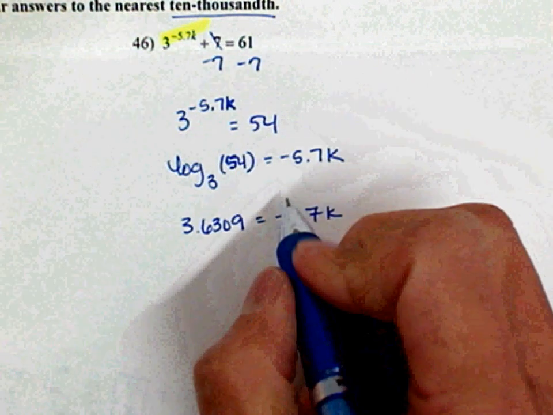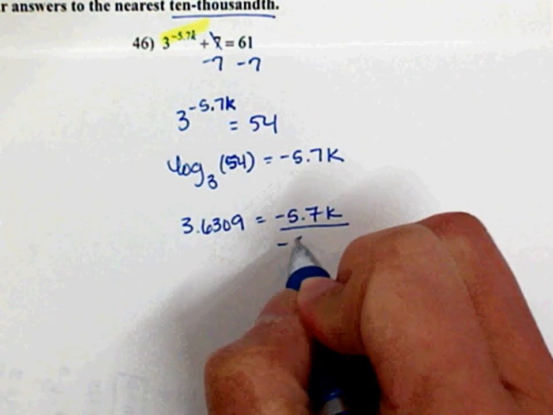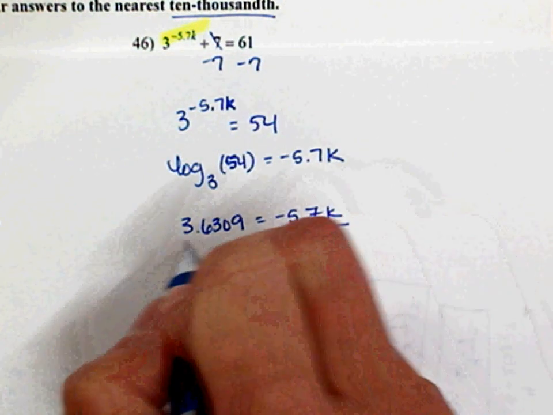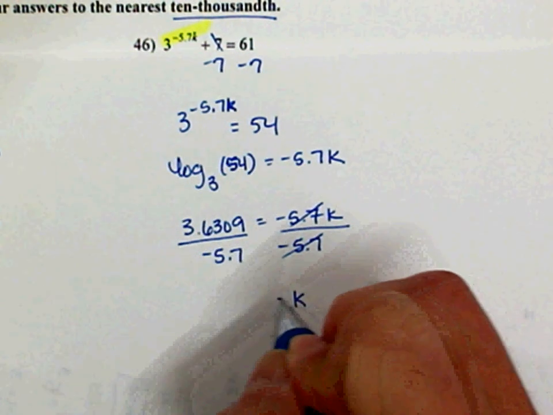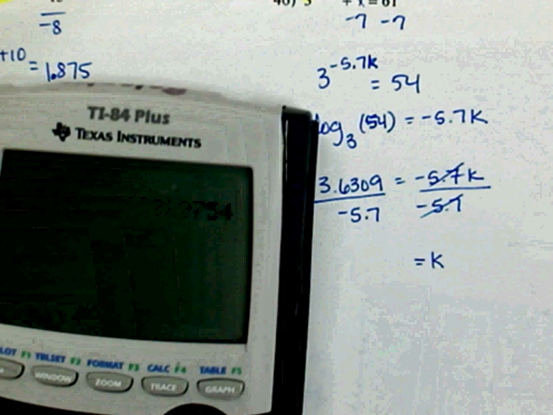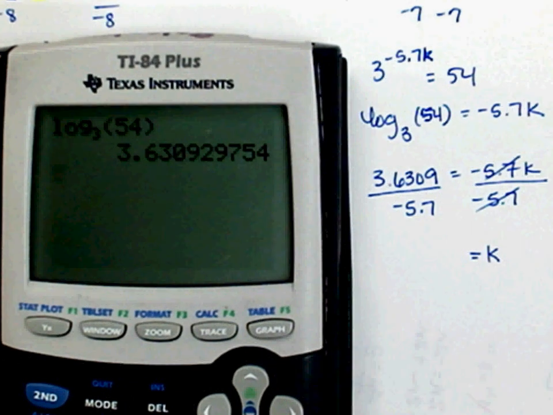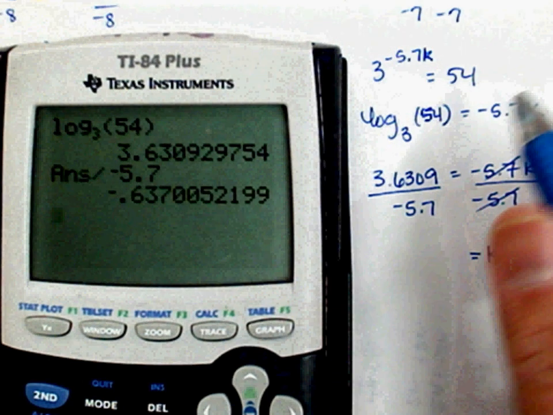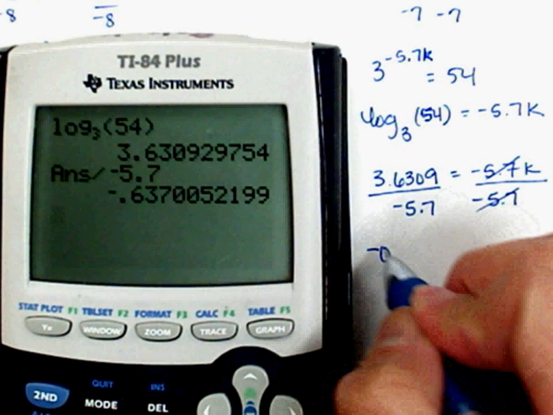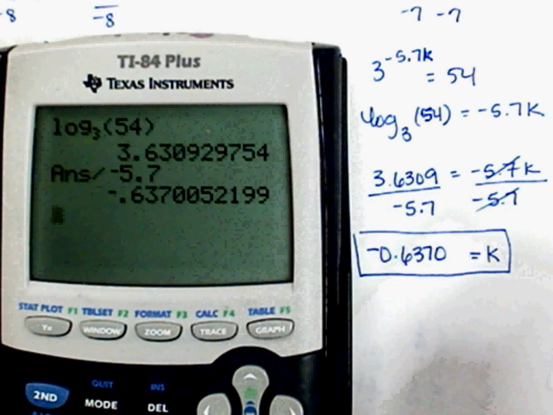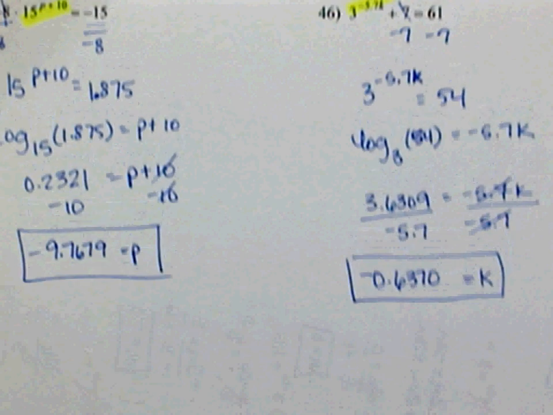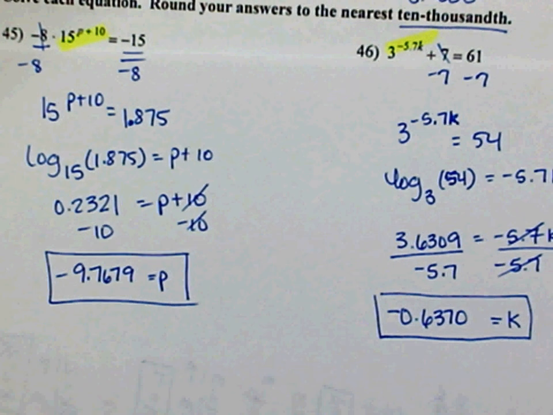Solve like before. This is multiply, so I'm going to divide. Notice when I divide, I do not change my sign. All right? So k is equal to, so here's my calculator. It's already typed in, so I just hit divide -5.7. Comes out to be -0.6370. 4 decimal places for your rounding. And there you have number 45 and number 46.